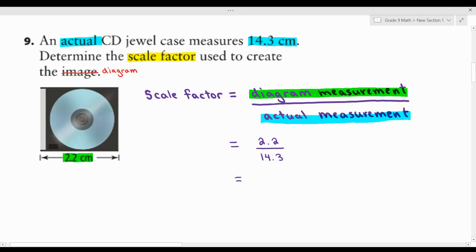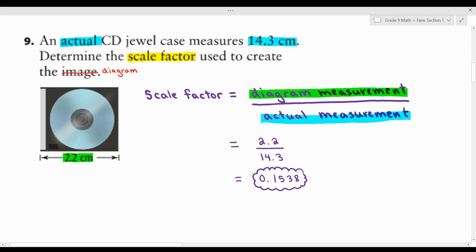And then if I divide those two, okay, the question doesn't tell us what to round to, so I'm going to keep 4, so it'd be 0.1538. Okay, so that would be the scale factor. Now, that scale factor is definitely less than 1, so it makes sense that the original has been reduced down. Okay, so this should be smaller.